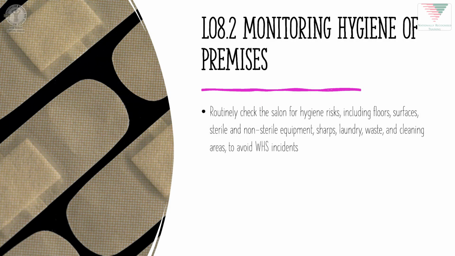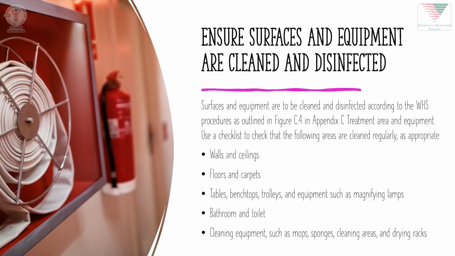Learning Objective 8.2, Monitoring hygiene of premises. Routinely check the salon for hygiene risks, including floors, surfaces, sterile and non-sterile equipment, sharps, laundry, waste, and cleaning areas, to avoid WHS incidents. Ensure surfaces and equipment are cleaned and disinfected. Surfaces and equipment are to be cleaned and disinfected according to the WHS procedures, as outlined in Figure C.4 in Appendix C, Treatment area and equipment.